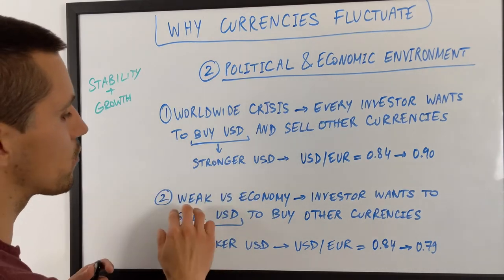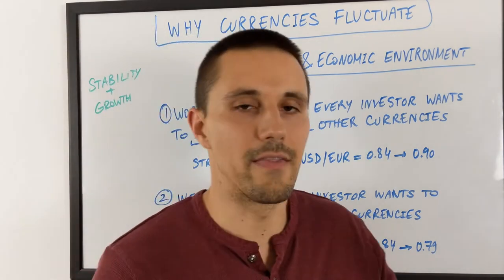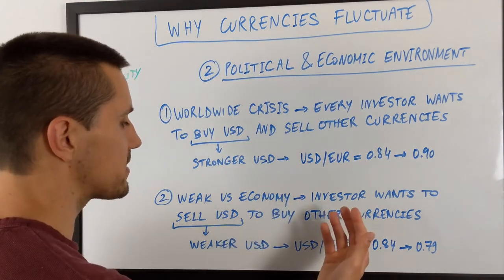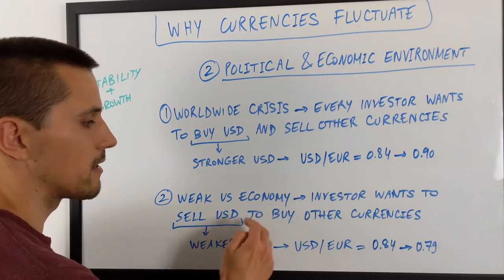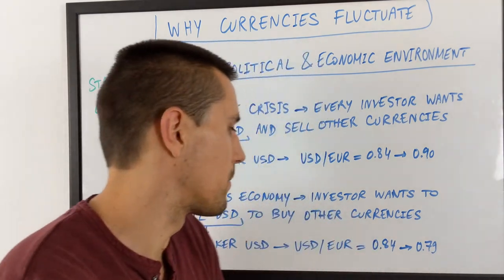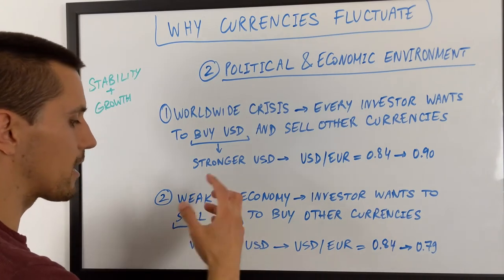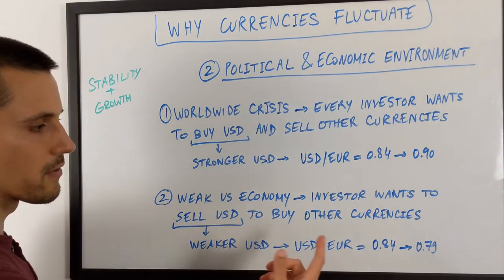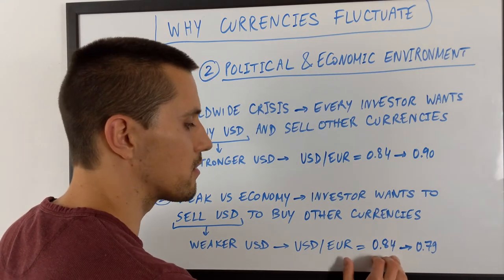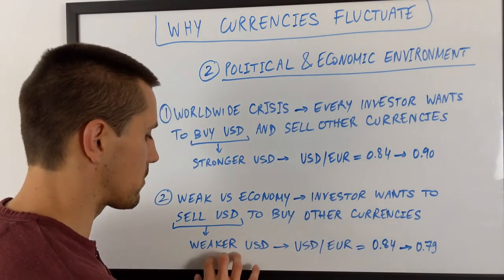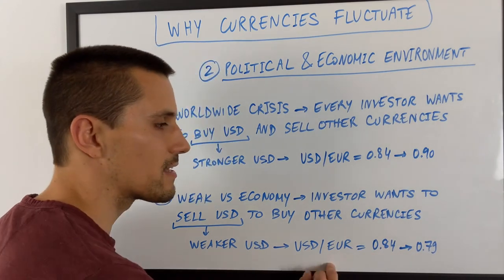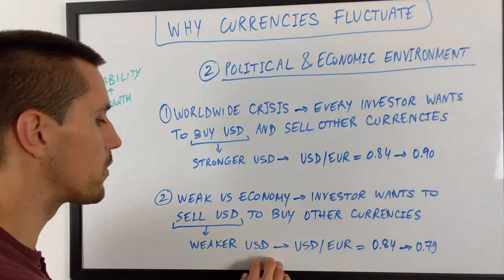On the other side, imagine we have a weak US economy, and let's say Europe and China and all the others are in a better shape right now. Imagine, okay? That means that as an investor, well, I want to get rid of my US dollars to buy other currencies in countries which are maybe more stable or with a better growth outcome, okay? So in this case, if I sell my US dollars, it means that I'm weakening my US dollar. So again, to give you this example here, if for one US dollar I got 84 euro cents, now that my US dollar is weaker, instead of getting 84 euro cents, I only get 79 euro cents because I get less in return because of a weaker US dollar.